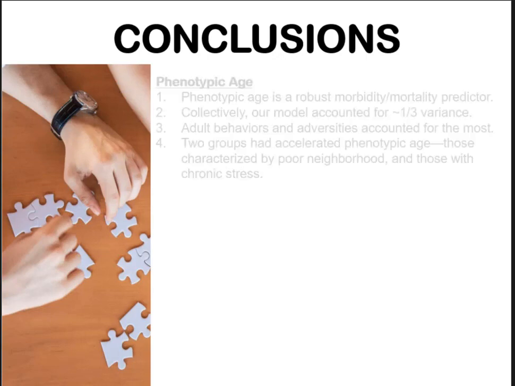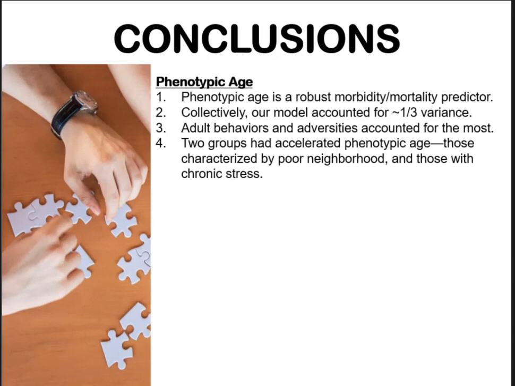Okay, so just in conclusion, going back to that original phenotypic age measure based on the clinical markers, basically we find that's a robust predictor of morbidity and mortality. And when looking at what's contributing to the heterogeneity in this measure, we find that all of the factors we considered together in the HRS were contributing to about 1/3 of the variance in your difference in phenotypic and chronological age. We found that your behaviors in adulthood and also adversities in adulthood were accounting for most of this difference in phenotypic age, and that there were two groups that really had this accelerated phenotypic age, those characterized by poor neighborhood and those that reported chronic stress.